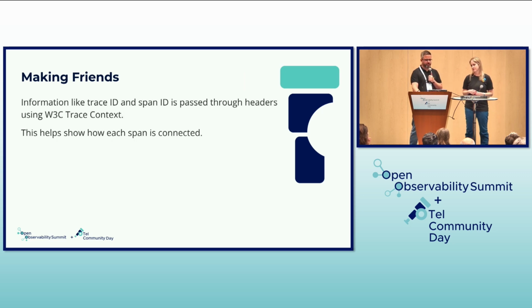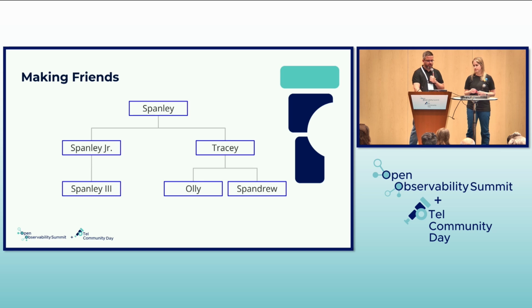So context propagation can be a tricky topic. The basic idea is that information from a span is passed to the next created spans. Information includes things like trace ID, span ID, and also headers using the W3C trace context. This helps show how each span is connected. You can also think of it as a family tree passing genes down, like Spanley, Spanley Jr., or Tracy. And Tracy is a parent of Ollie and Spandrill.